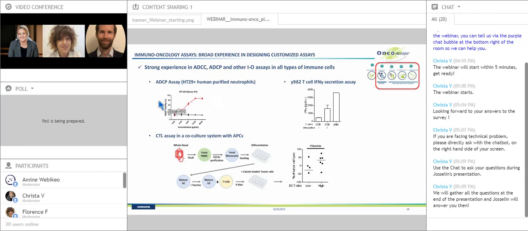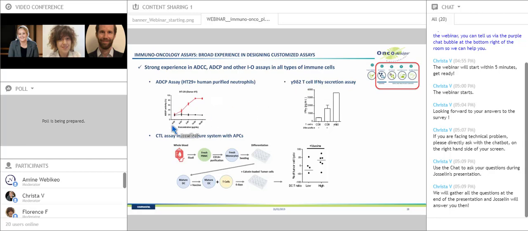For example, here are represented results on an ADCP assay that was performed on HT29 colon tumor cell lines that was co-cultured with purified neutrophils. We also set up an assay in which we differentiated PBMC into gamma 9 delta 2 T cells in order to assess the interferon gamma secretion.